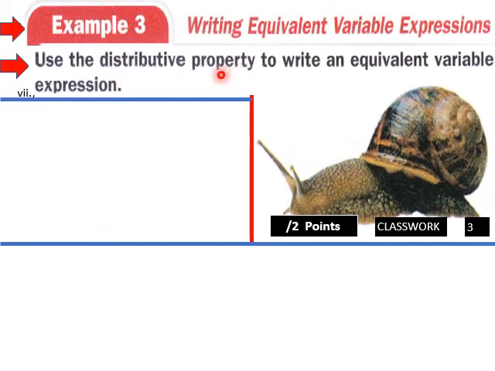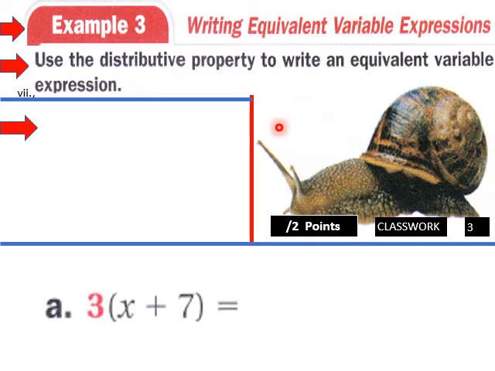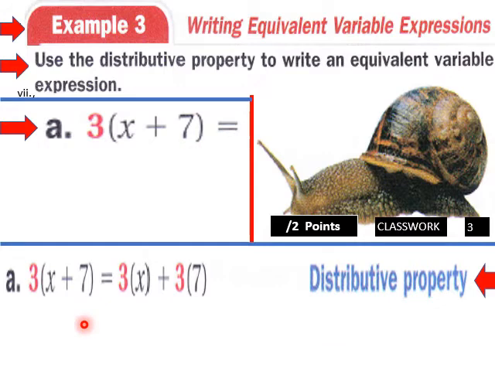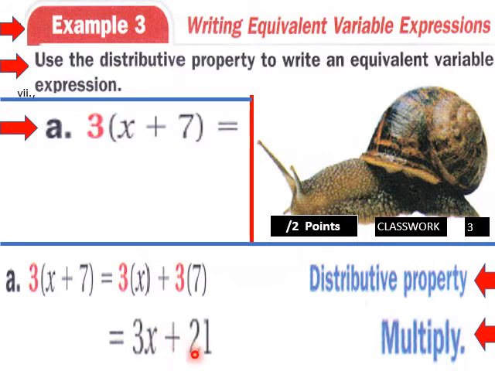Example 3, write equivalent variable expressions. Use the distributive property to write an equivalent variable expression. So for A, 3 times quantity x plus 7, this would become 3x plus 3 times 7 using the distributive property here. And when you simplify that, you have 3x plus 21. So this would be an equivalent expression to that.